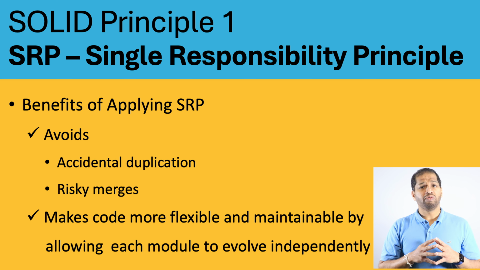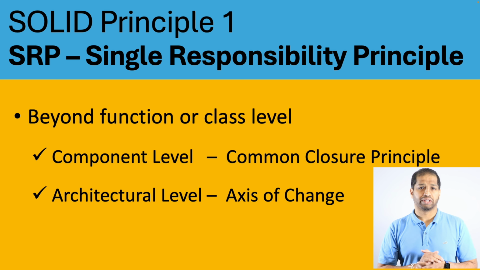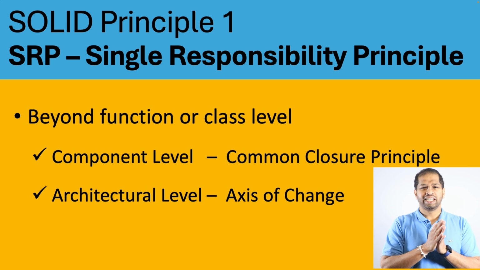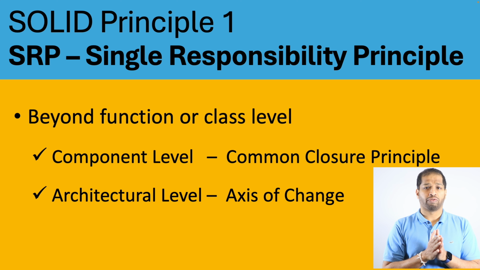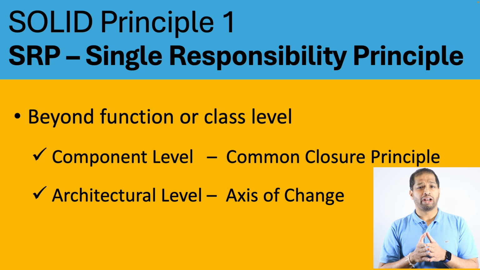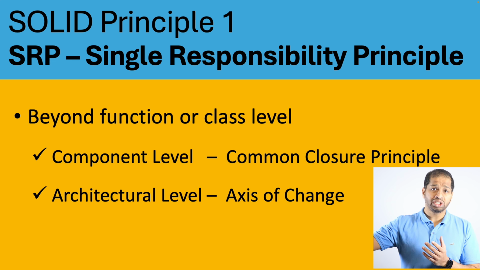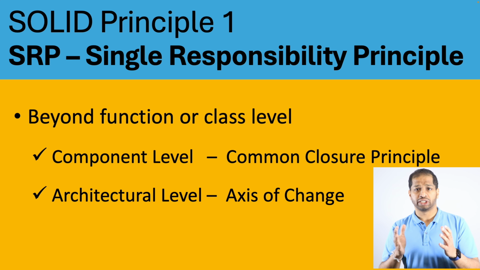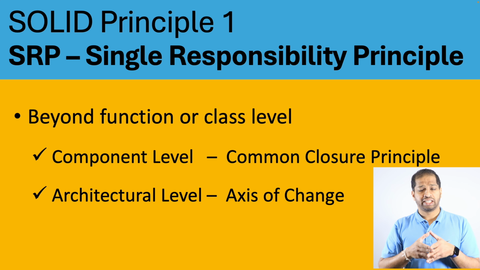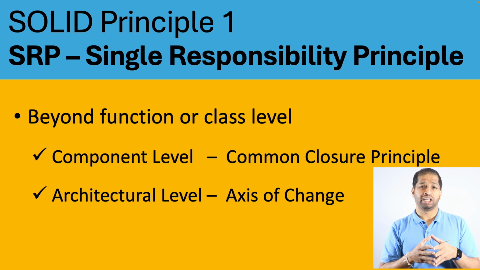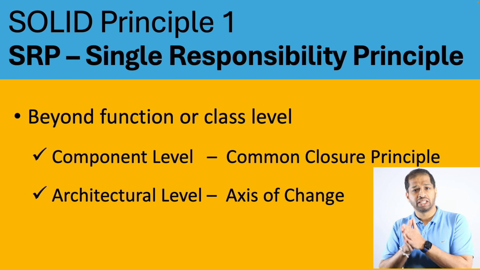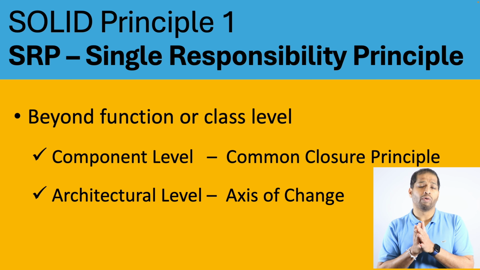Each module can evolve independently to meet the needs of its particular stakeholder. The SRP is a deceptively simple principle, but one that has far-reaching implications. It doesn't just apply at the function or class level; it also manifests at the component level as the common closure principle and at the architectural level as the axis of change. Therefore, understanding and applying the SRP is crucial for building software systems that can adapt and grow over time.